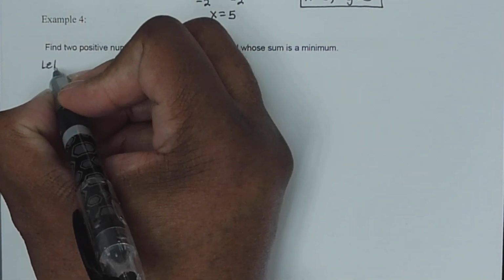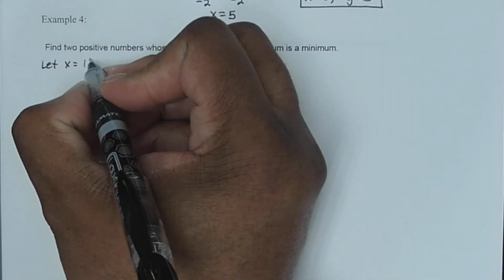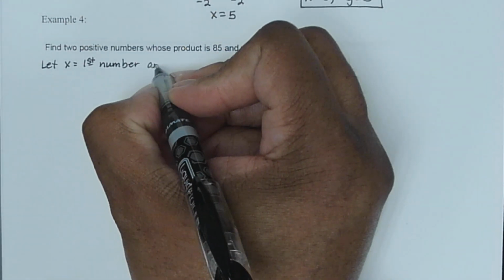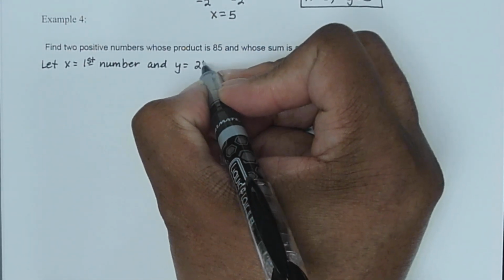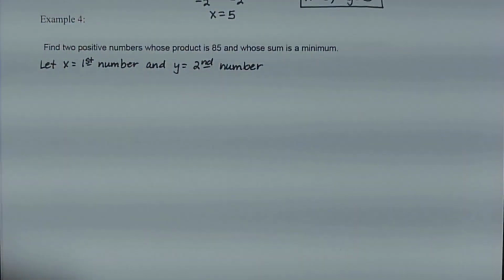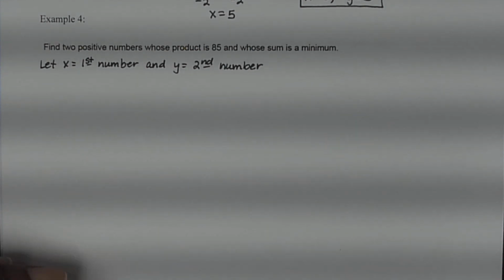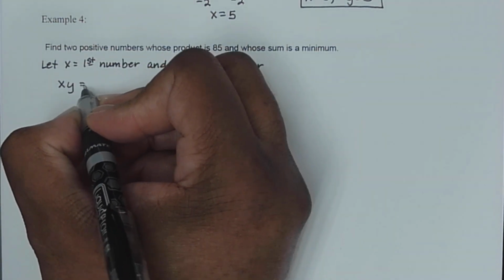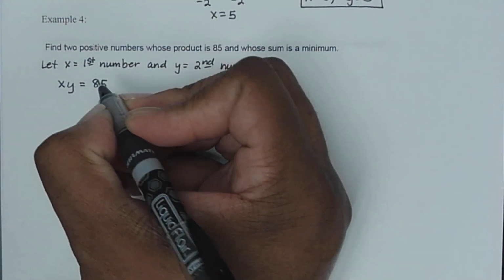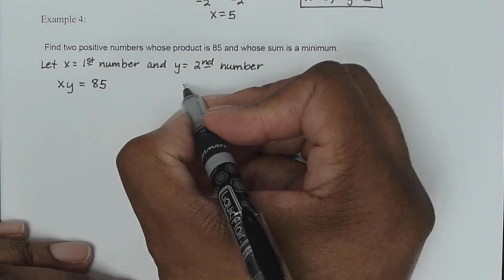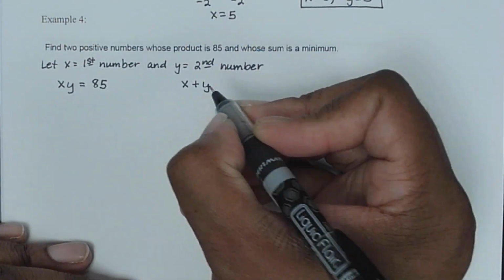Okay, so again, I'm going to let x be the first number, and I'm going to let y be the second number. All right, now, two positive numbers whose product is 85. That means x times y, the first number times the second number, must equal 85. And then we want the sum to be a maximum. That's the sum of the two numbers, x plus y.